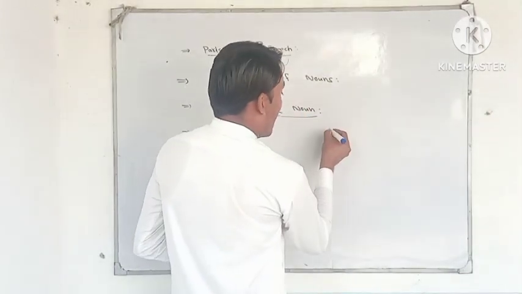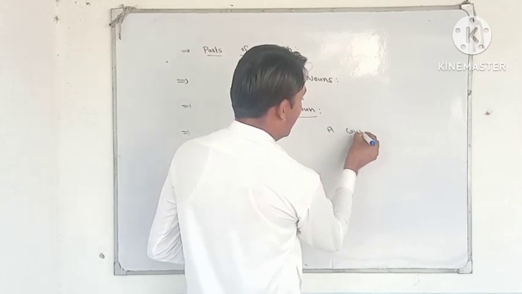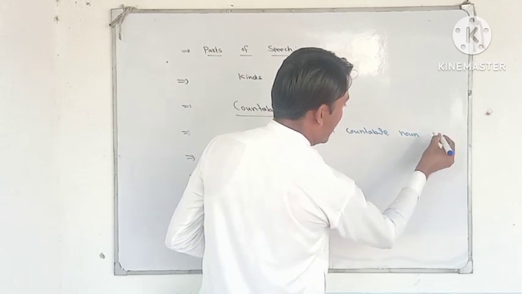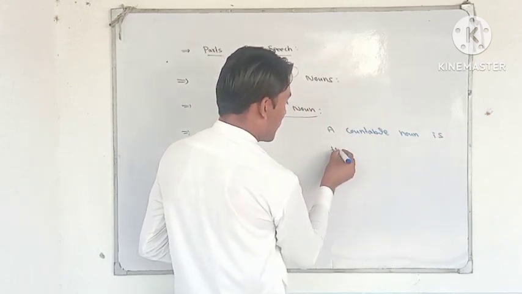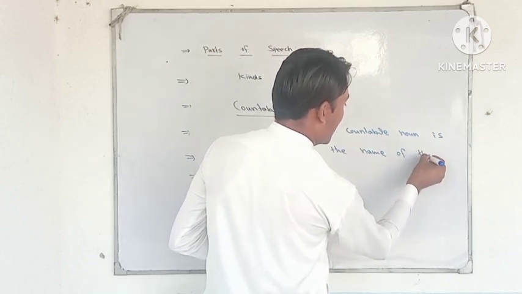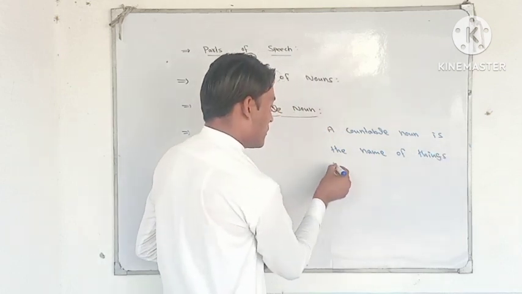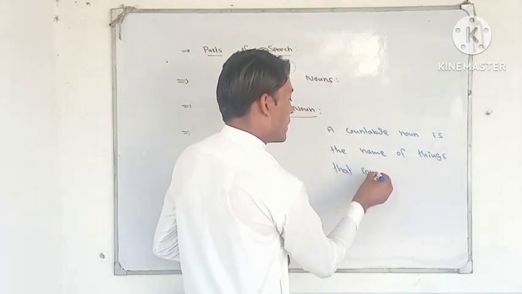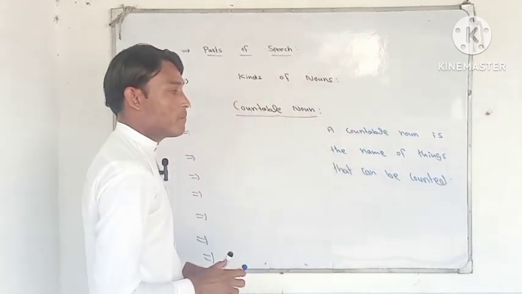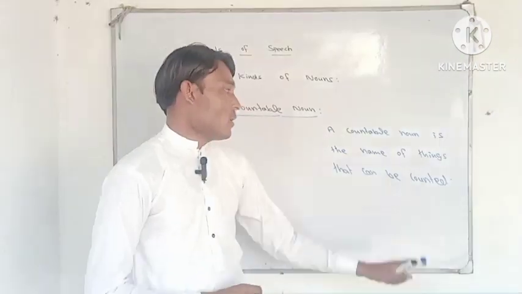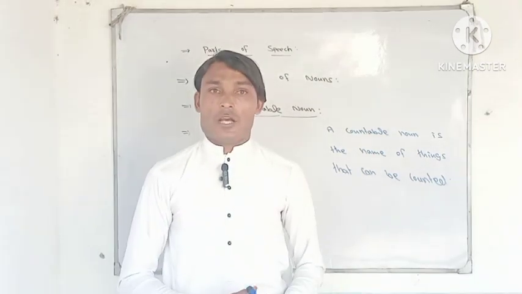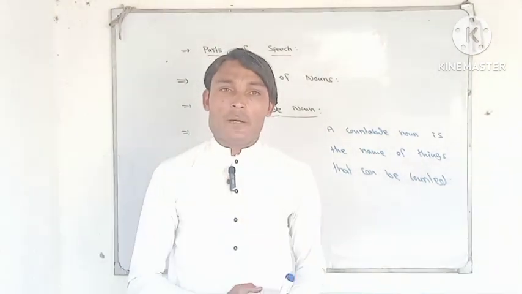What does a countable noun mean? A countable noun is the name of things that can be counted. What is basically a countable noun? A countable noun is the name of things that can be counted. And as we know, a countable noun has two forms.